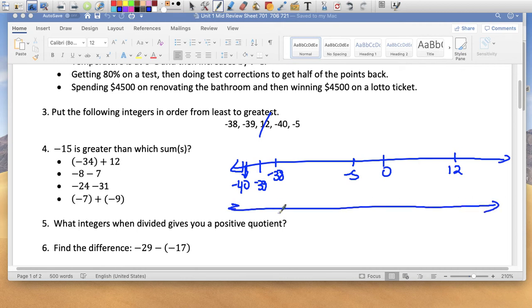All right, so you also can notice that the number on the right is always the greater number, right? Negative 39 is greater than negative 40, negative 38 is greater than negative 39, negative 5 is greater than negative 38, 0 is greater than negative 5, and 12 is greater than 0. So if you ever get confused, put two numbers on a number line, and then to decide which one is greater, just look at the number on the right. Okay.